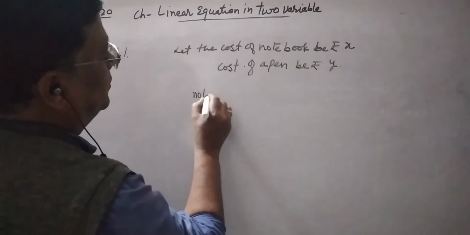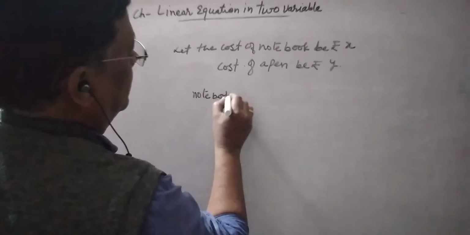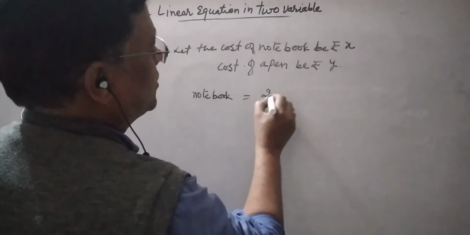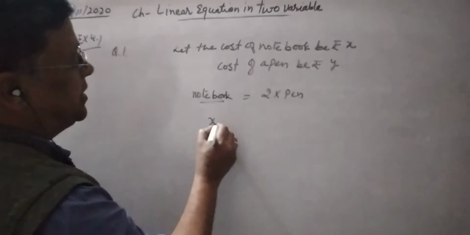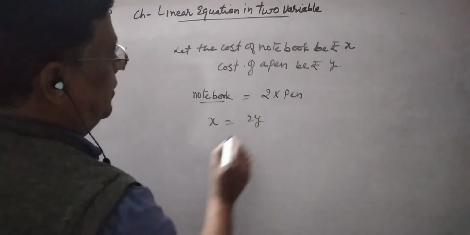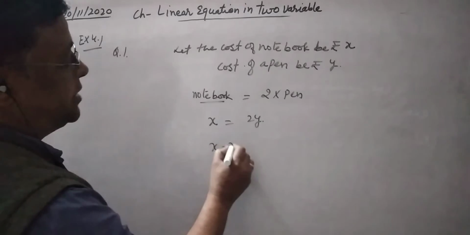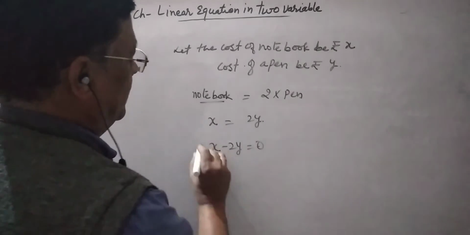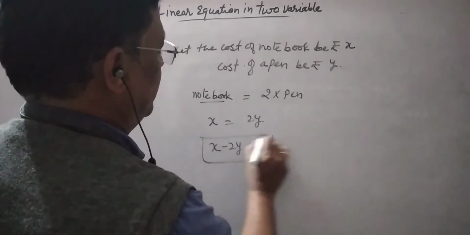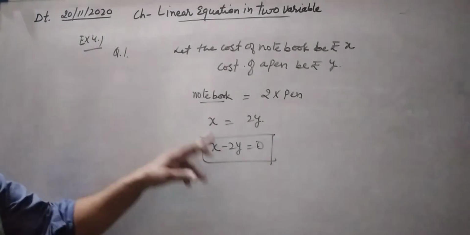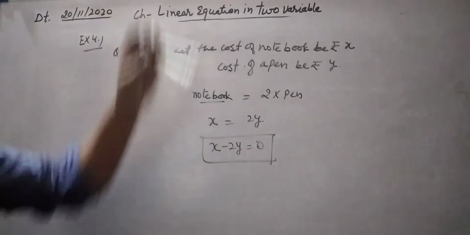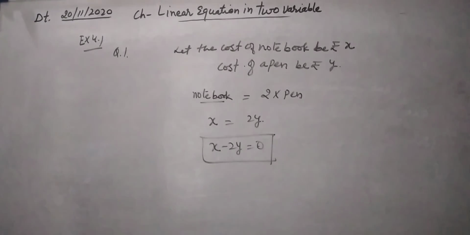Here the notebook is twice the cost of a pen. So the notebook we have assumed is X, that is 2Y. You can express this as X minus 2Y equals 0. This is the equation. This way we can represent the statement in equation form. Now come to question number 2.